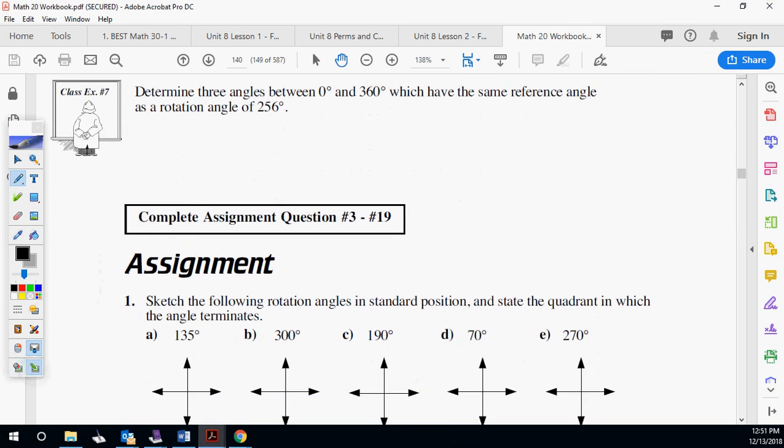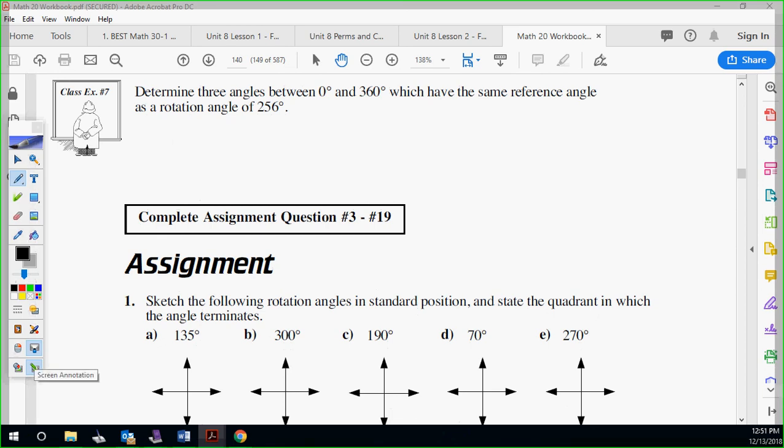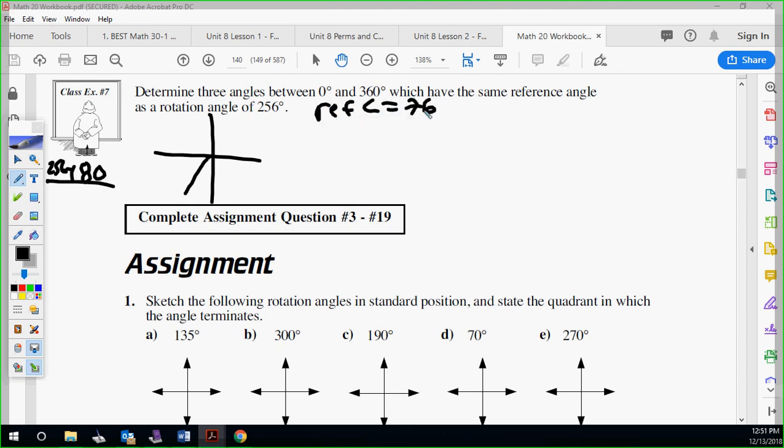Okay, determine 3 angles between 0 and 360 which would have the same reference angle as 256. So what you want to do is find 256's reference angle, and then use that to find the other 3. Okay, so 256 we should know is right there. So it's 256 minus 180. So you get 76. So the reference angle is 76. So that's the quadrant 3 one. So quadrant 3 is 256. Quadrant 1 then is 76.